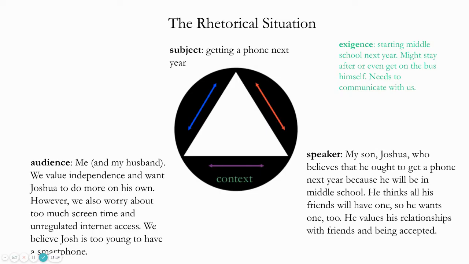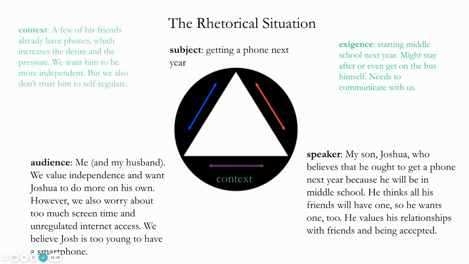The communication being that he is trying to convince us to get him a phone. The context: a few of his friends already have them, which increases the desire for him to have one and the pressure on both him and us to get him one. Again, we want him to be independent. That's part of the context of our family situation, but we don't trust him to self-regulate. And there's a lot of context that goes into that, which I'll get into more when we get to relationships.